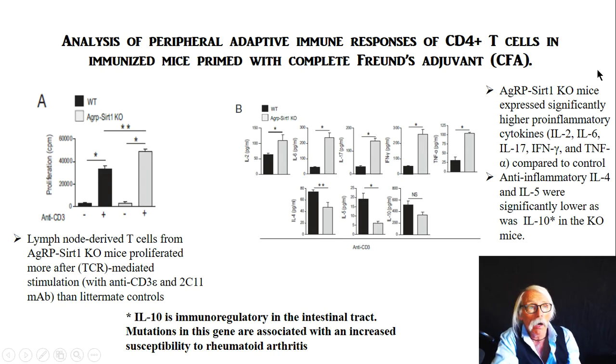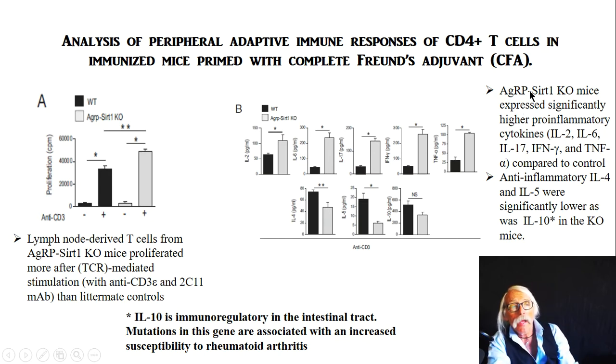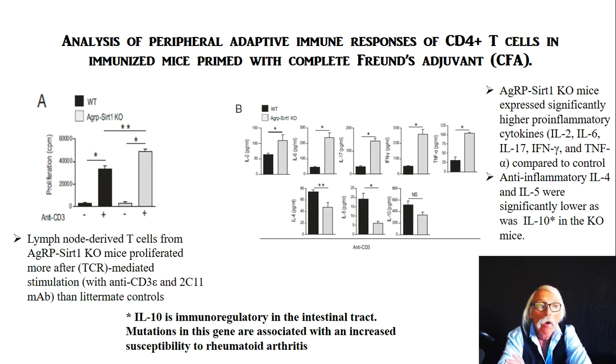Now here is a bunch of pro-inflammatory cytokines. There's interleukin-6, interleukin-17, interferon gamma, TNF-alpha, and we're looking at, again, the wild type versus the knockout. There's interleukin-2, another pro-inflammatory cytokine. And we're seeing across the board more pro-inflammatory cytokines: IL-2, IL-6, IL-17, interferon gamma, TNF-alpha. So the AgRP, the agouti-related protein, SIRT1 knockout, that's the nucleus of the hypothalamus, expressed significantly higher pro-inflammatory cytokines, there they are, compared to the control.